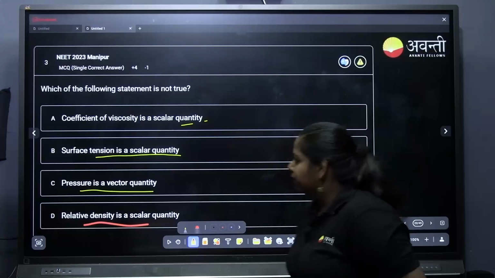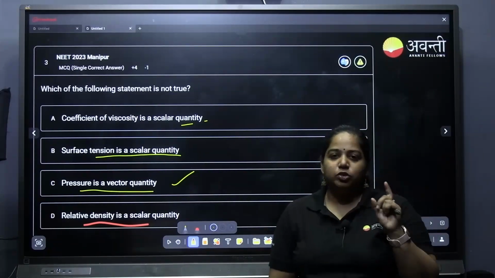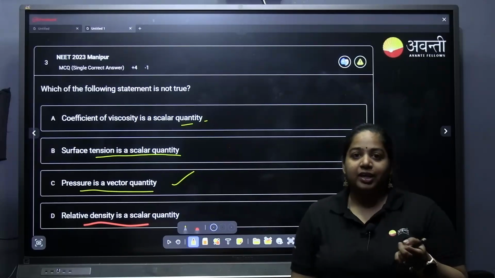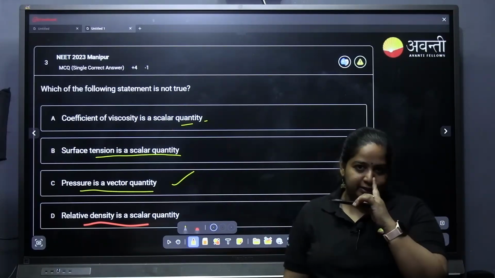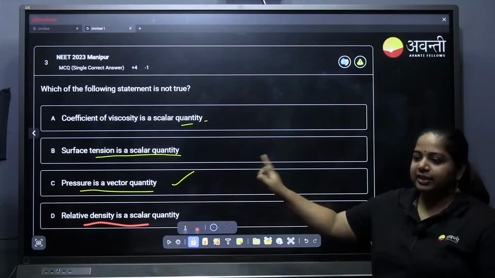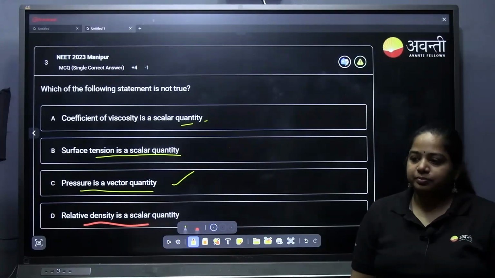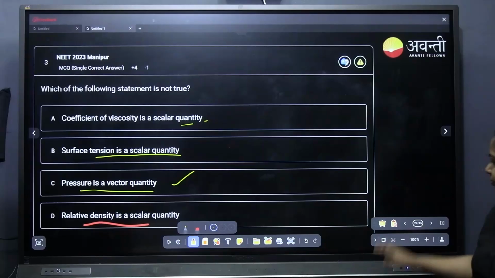Yes, very good. C is the answer. Why? Pressure, even though direction and magnitude are there, doesn't obey the laws of vector addition, so it is not a vector quantity. That's why that is the wrong option. Is that clear for all? Okay.